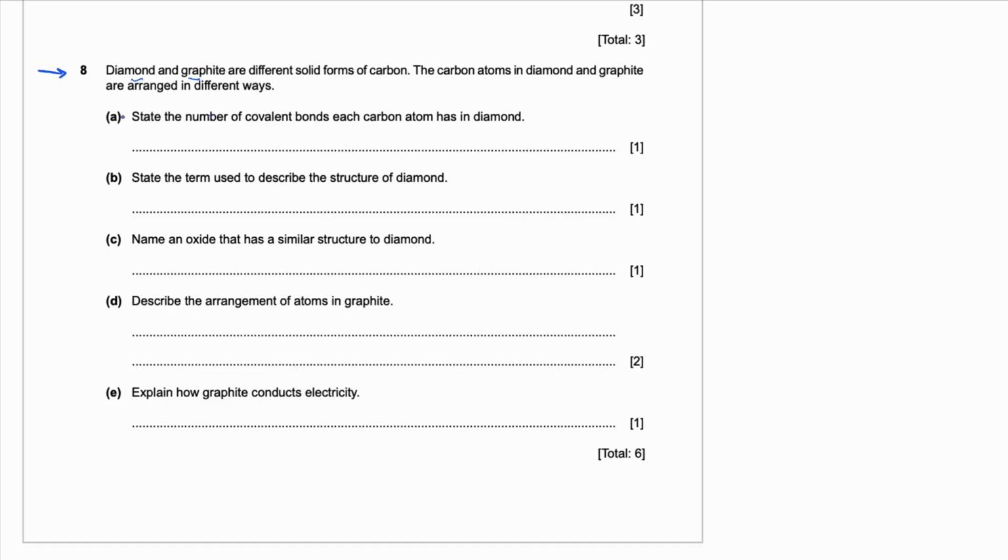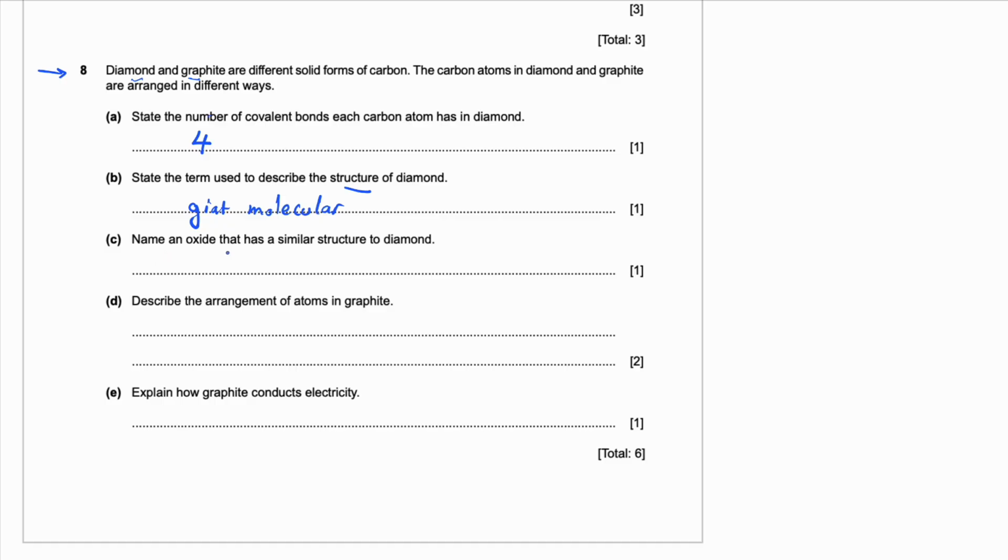So in the first part, state the number of covalent bonds each carbon atom has in diamond. Remember, each carbon atom is bonded to 4 more carbon atoms in 3-dimensional arrangement. State the term used to describe the structure of a diamond. Both diamond and graphite have giant molecular.